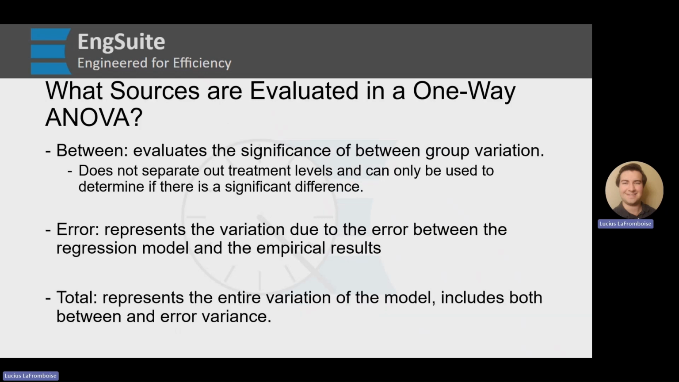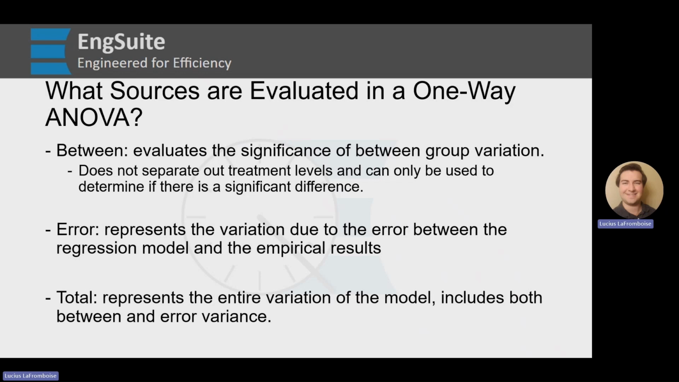So what sources are we evaluating in a one-way ANOVA? Well, we have between, error, and total. And between evaluates the significance of between group variation. It's important to note that it does not separate out the treatment levels and can only be used to determine if there's a significant difference between one or more. So no matter how many different, like let's say you're testing temperature, no matter how many different temperature levels that you assess, in an ANOVA, you're only going to get one between value.